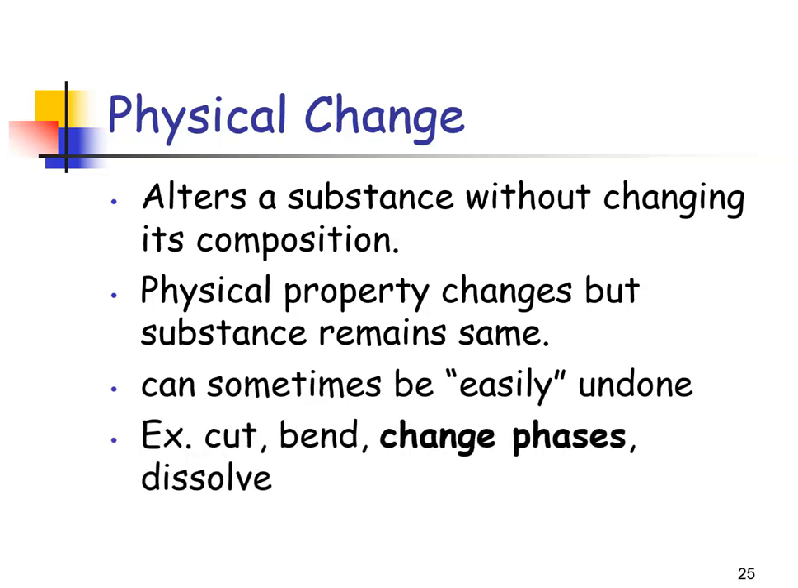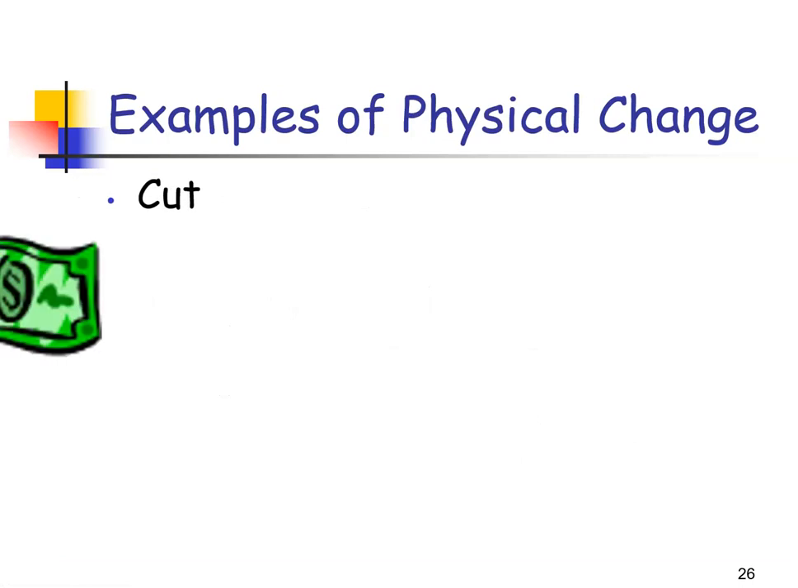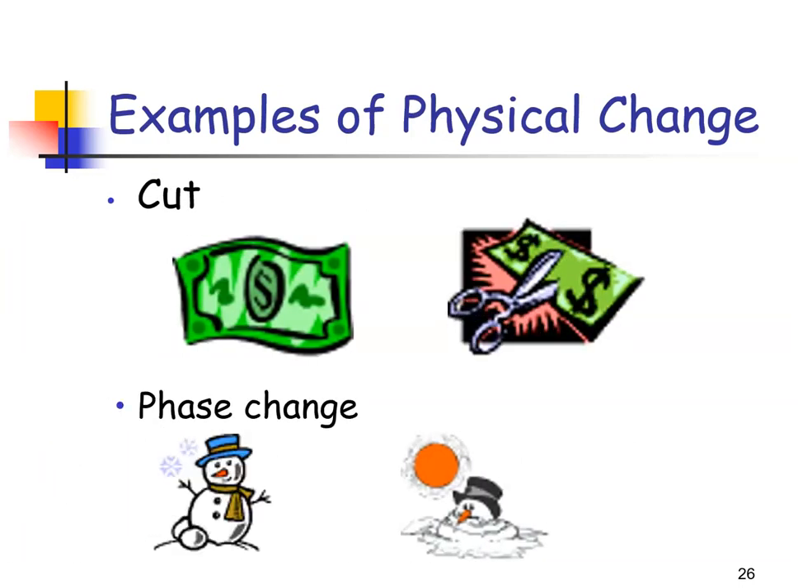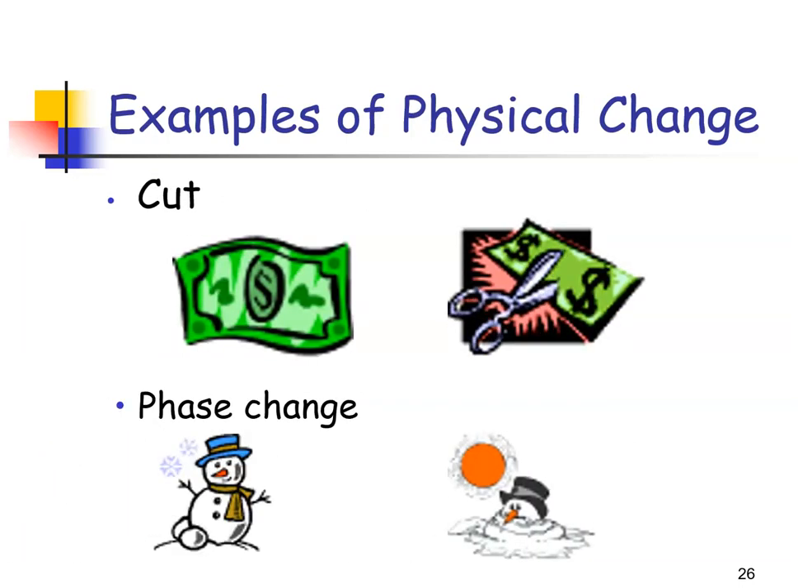Sometimes those can be easily undone. Here's some examples: cut, bend, change phases, dissolve. The easiest to undo is to change phases because you can just raise or lower the temperature to cause a phase change. All right, so here's some examples of phase changes with cutting and melting.